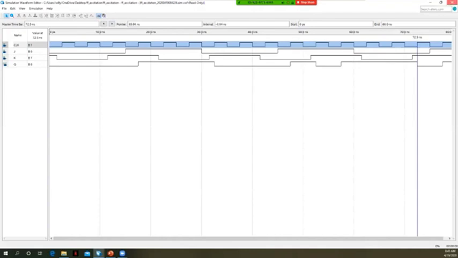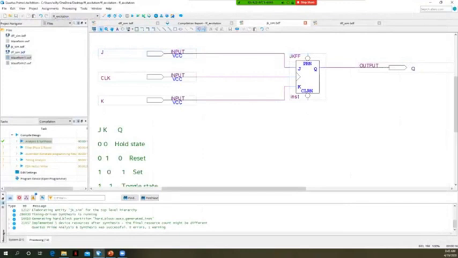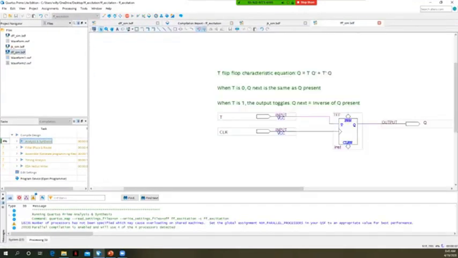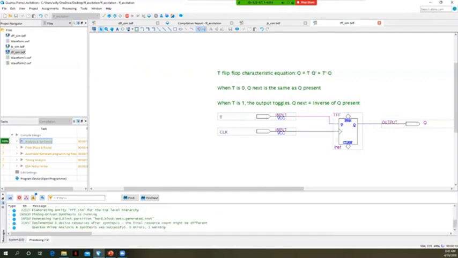Our last one we're going to take a look at is the T flip-flop. Let me set this as the top level while we talk, run analysis and synthesis. So T, remember, is the toggle. When T is 0, it holds state. I've got the characteristic equation here, which will be important in our next lecture. But what we remember from the T flip-flop is whenever T is a 1, the output Q toggles. When T is a 0, Q doesn't change.